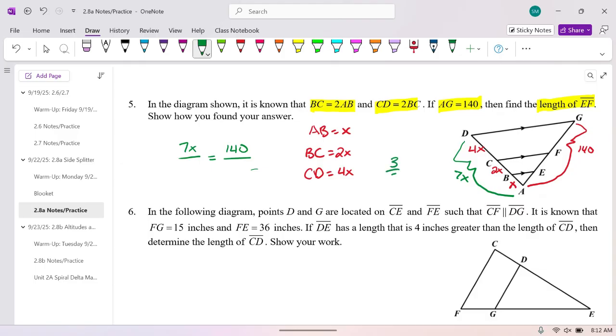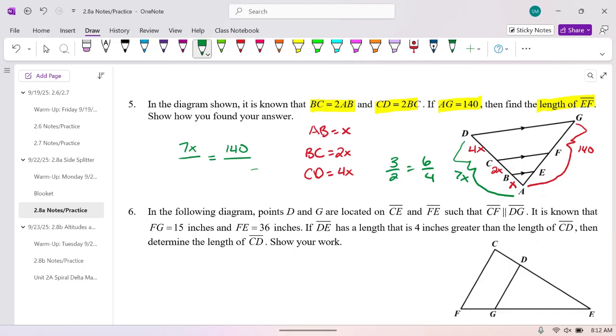Because if you think about it, let's say you had 3 over 2 is equal to 6 over 4. How do you know what the scale factor is between 3 and 6? You would divide 6 by 2. So in other words, you would multiply 3 by 2. So here, we would take whatever this value is and multiply that to 140.